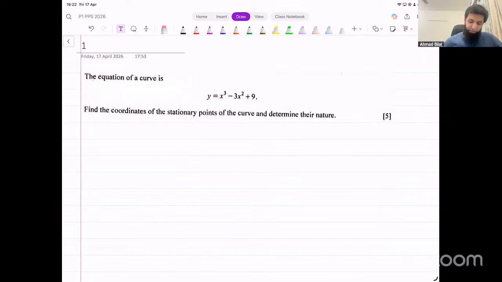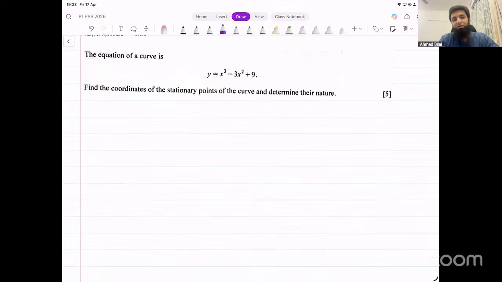All right. So first of all, they're saying the equation of a curve is y equals x cubed minus 3x squared plus 9. What we are looking for is the coordinates of the stationary points of the curve, and we want to find the nature of those stationary points as well. How do you find stationary points? You find the derivative, put that equal to 0. That's what we're going to do here.